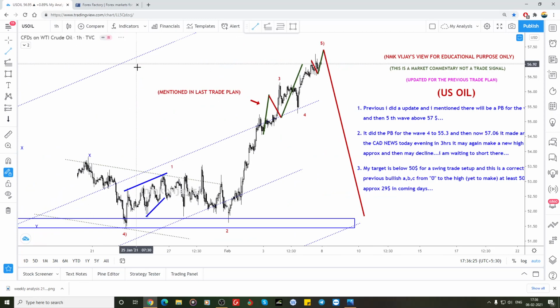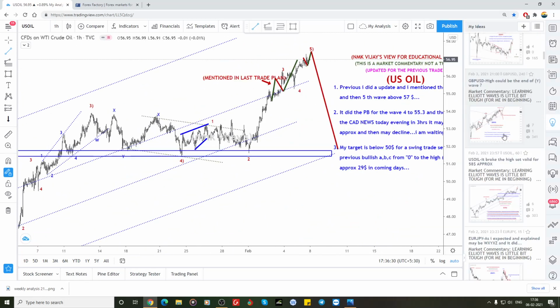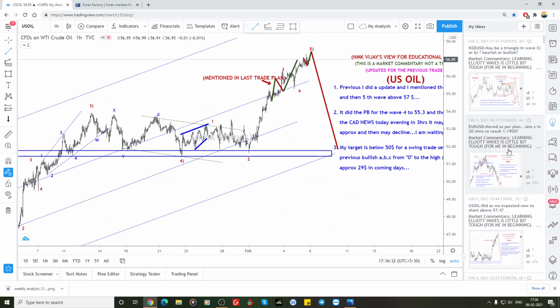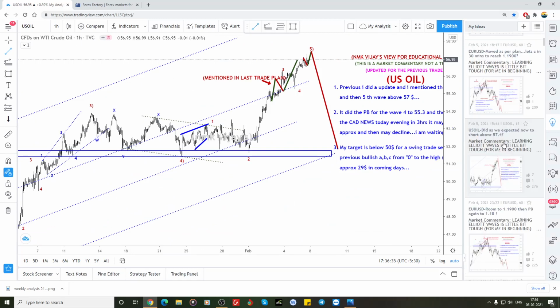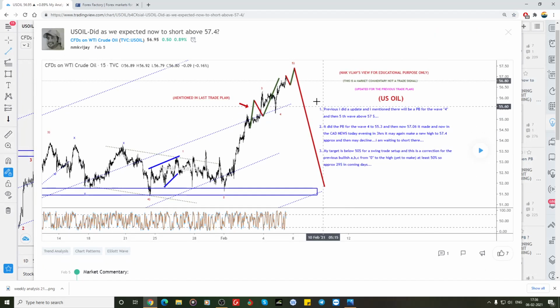Here I shorted. Before that, going into the NFP, I had already shown and shared my view. From here itself I said this is a wave 1, this is a wave 2. Once the high was broken here, it is going to make a $57. I said 56 to $57. See here, $57. So clearly, watch carefully.